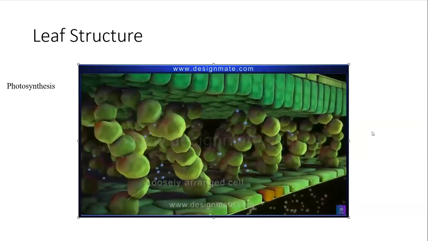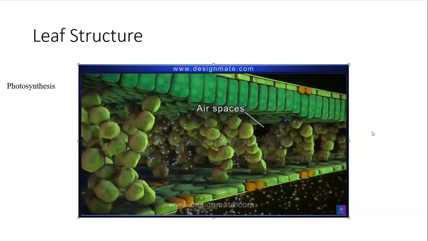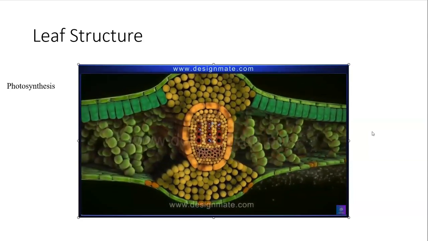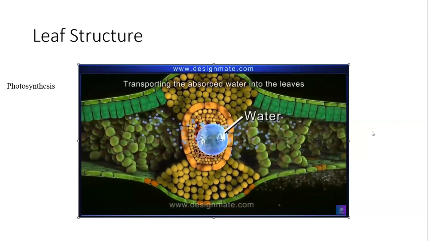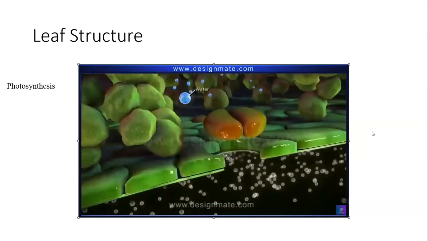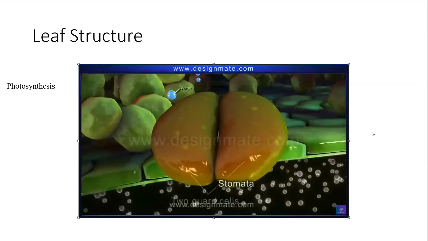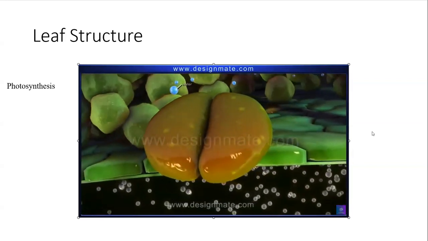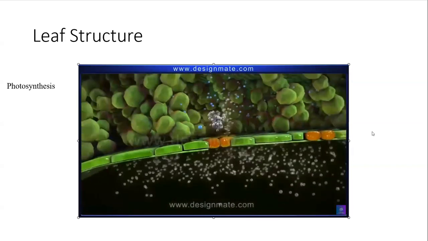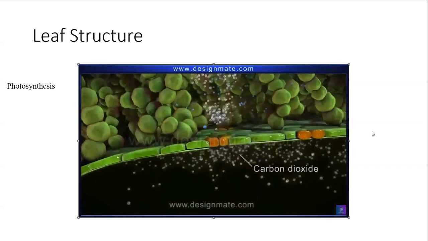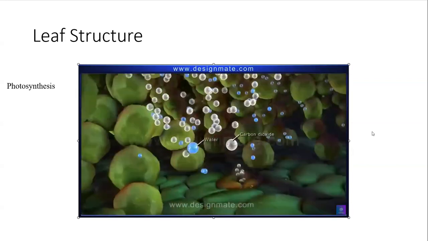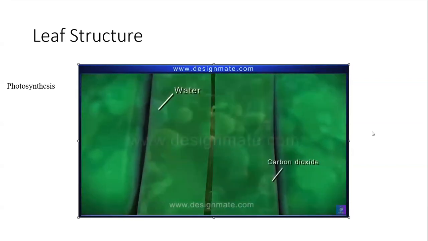The next layer has loosely arranged cells with large air spaces. The section also shows tubes specific for transporting the absorbed water into the leaves. The lower layer has many pores called stomata. Each stoma is surrounded by two guard cells, which regulate opening and closing of the stomata. A leaf absorbs carbon dioxide from the environment through these stomata, which, after passing through air spaces, enter into the chlorophyll-containing cells.